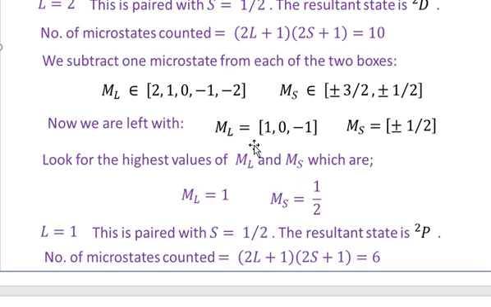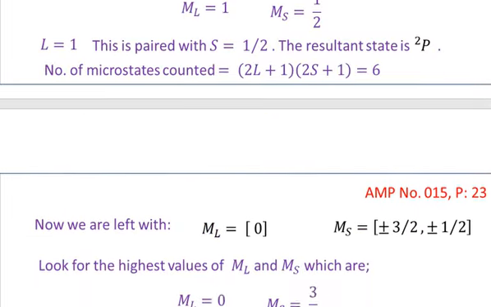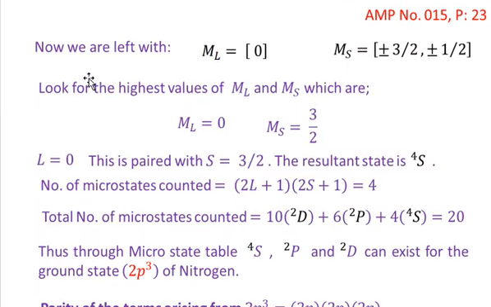Now you see that if you now reject the maximum value from this table, that is 1, you are only left with the value 0. So now you are left with ML is equal to 0. And the allowed values of MS are plus minus 3 by 2 and plus minus half. So you write all the values of MS and you can choose the maximum value of that one. So the maximum value of that one is equal to plus 3 by 2. So we have ML is equal to 0 and MS is equal to 3 by 2.